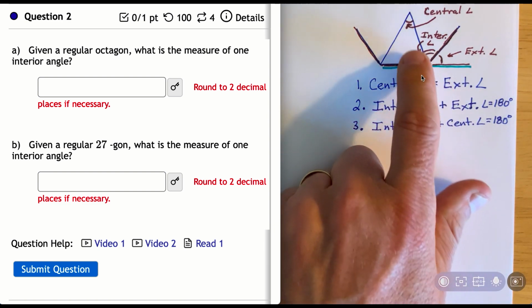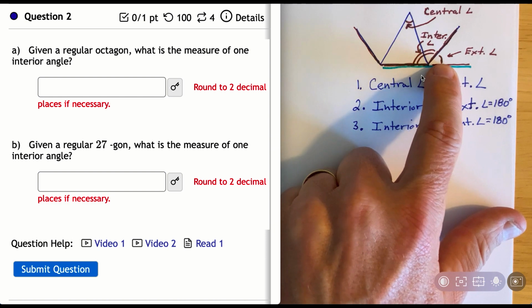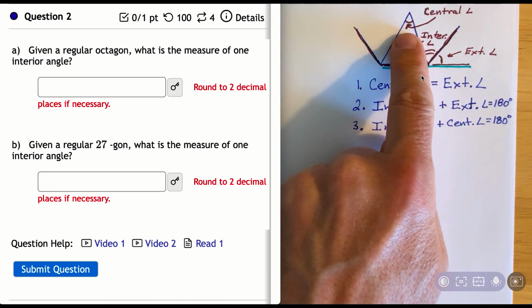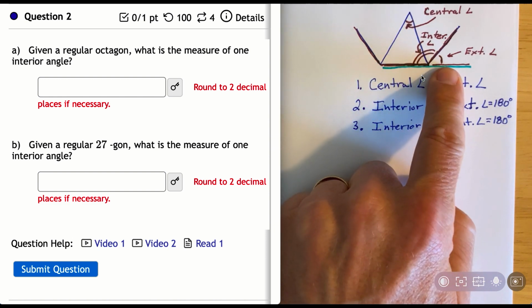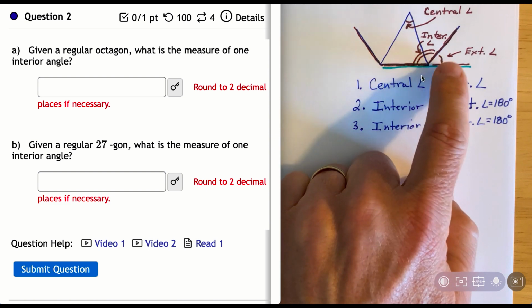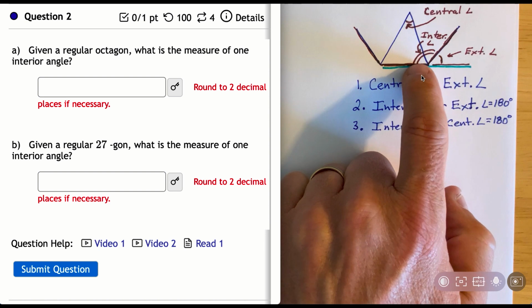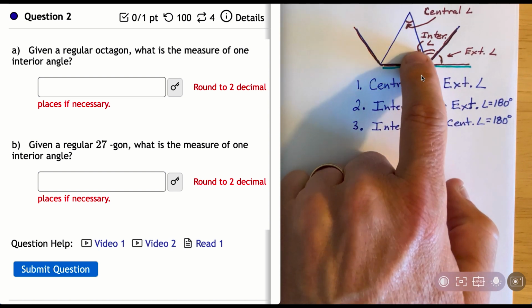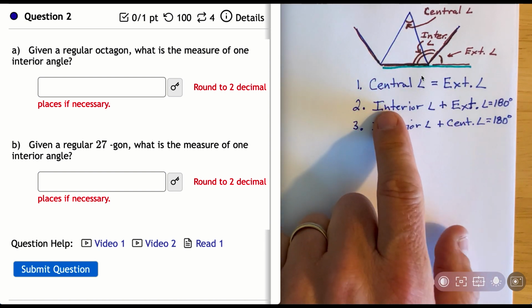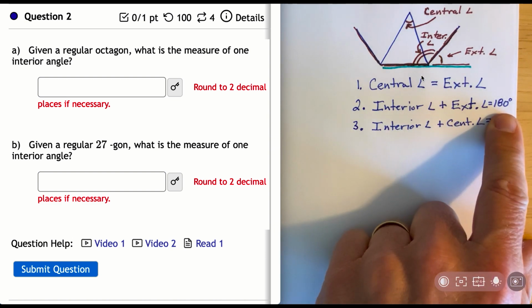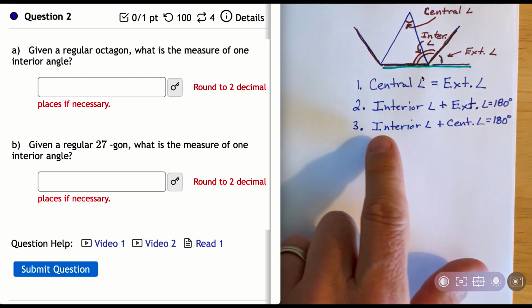And you're going to notice some relationships. The central angle and that exterior angle are always going to match. So if it's 60 degrees right here, it'll be 60 degrees right here also. If that's 60 degrees, this angle and the interior angle always have to add up to 180 degrees. So if that's 60, then the interior angle has to be 120 because the interior and the exterior have to equal 180. The other geometry word for that is supplementary.